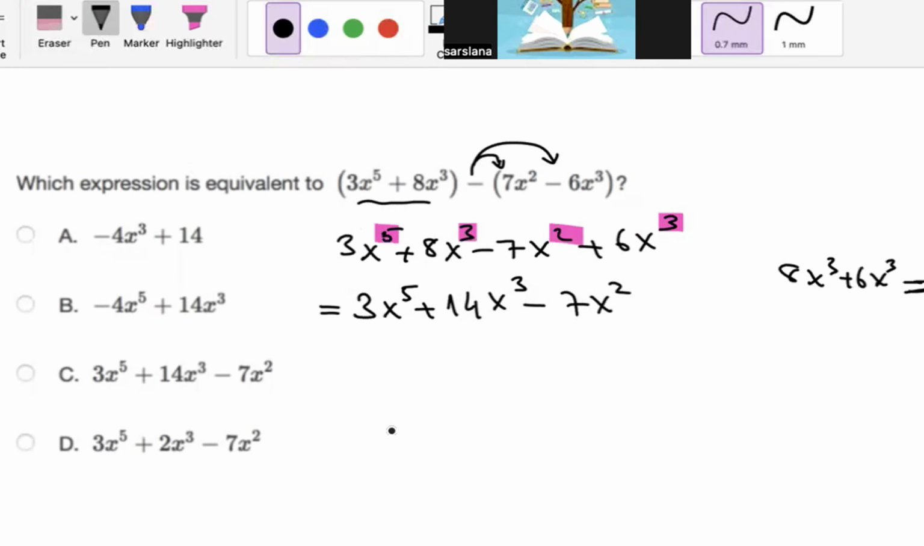So which one will be the correct answer here in this scenario? Yeah, C will be the correct answer. This is a straightforward solution.